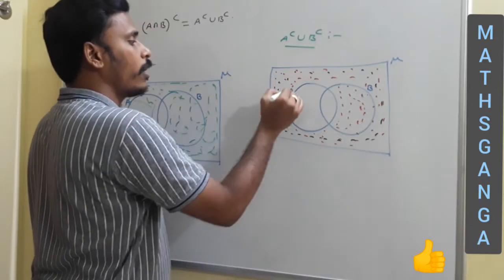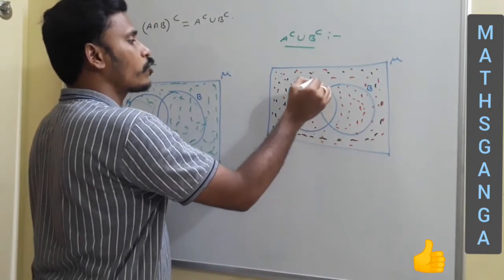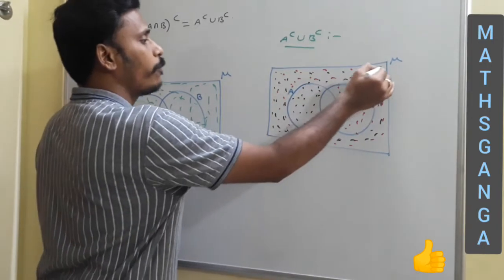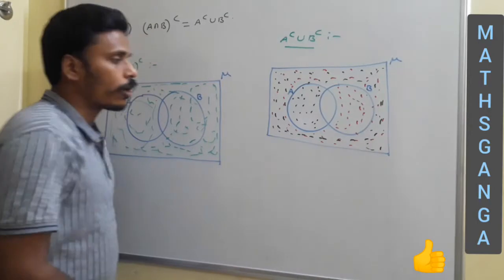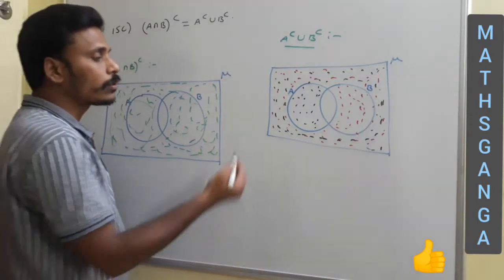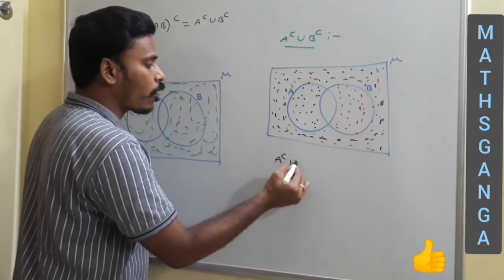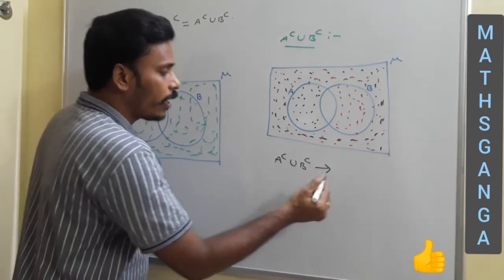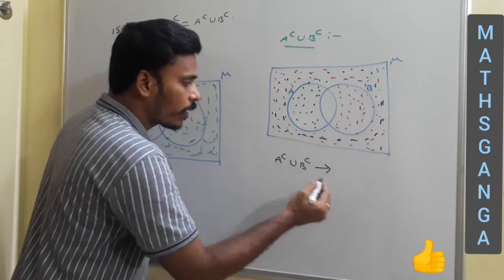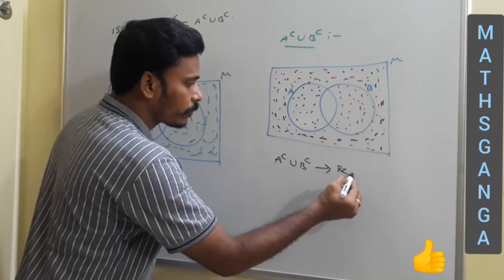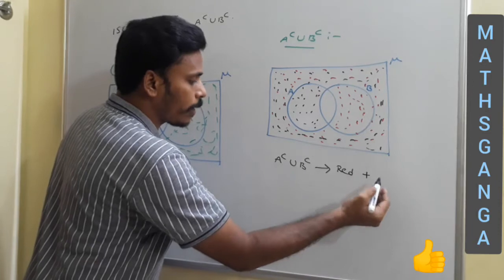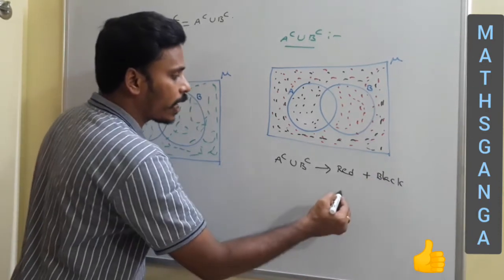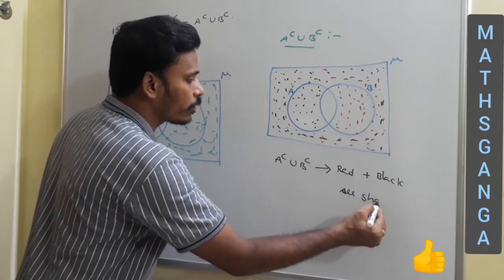Outside of B it is. Now in this case, I have a chance to enter into A, but I don't have a chance to enter into B. Outside of B, I just dotted all these. Now what do I need to look at? I need to look at A complement union B complement. A complement means red color dots. Union means plus, and B complement means black color dots. At the end, red color plus black color, all shaded region you need to consider.